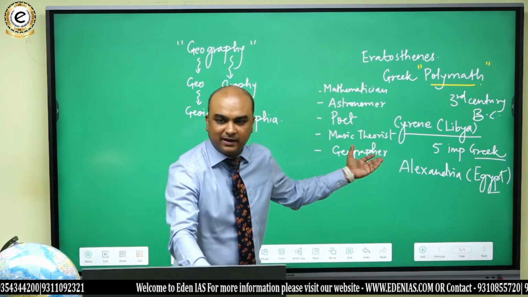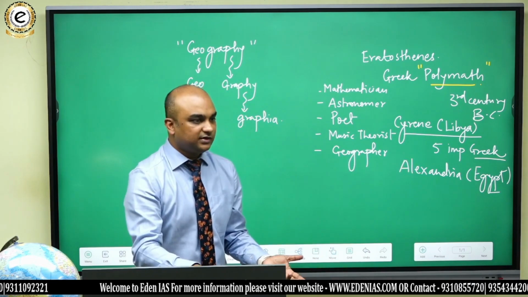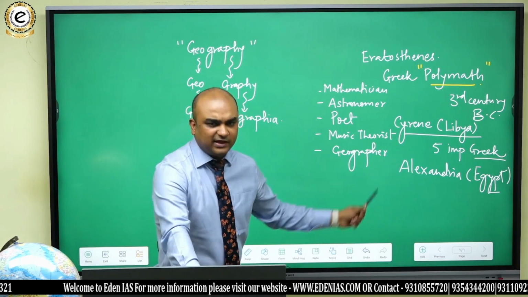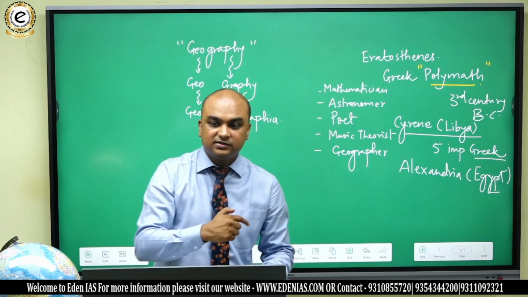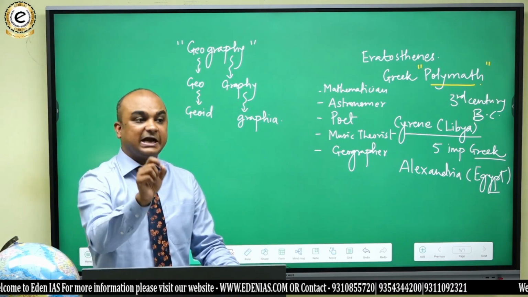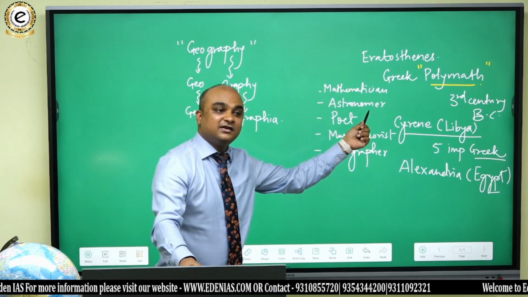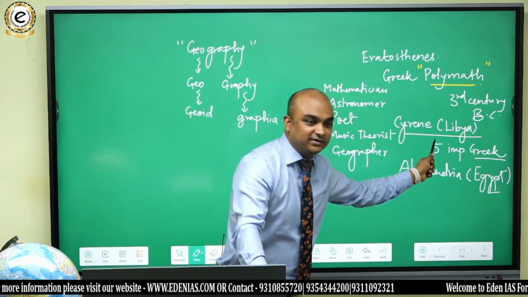और अगर आप देखोगे map, then Libya और Egypt जो हैं, ये पड़ोसी हैं. Got it? They are neighboring nations. So in Alexandria, like remember in Nalanda we had a great library. In Alexandria, the Greeks had a great library. That library was known as the Grand Library. Eratosthenes served as the chief librarian of the Grand Library in Alexandria.